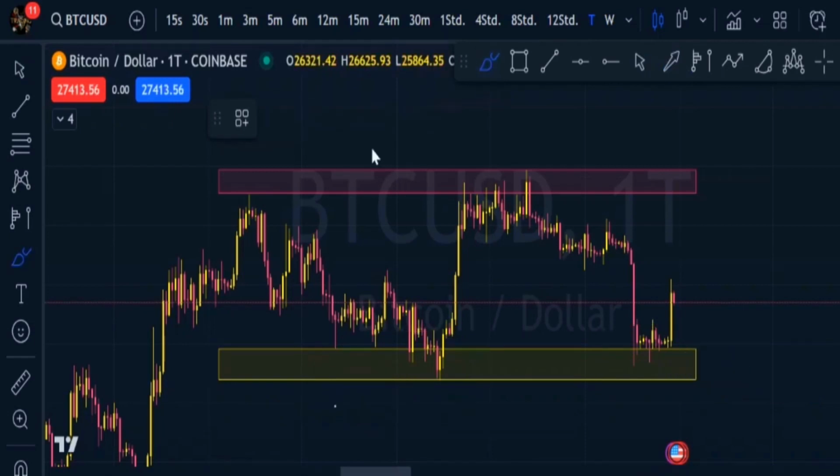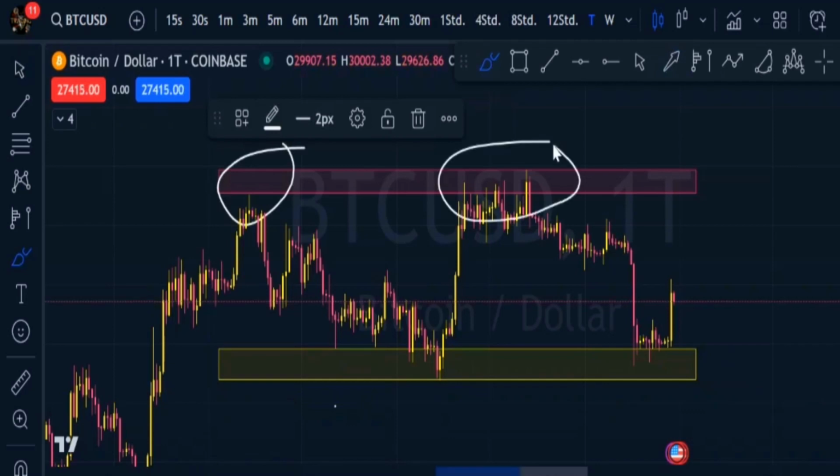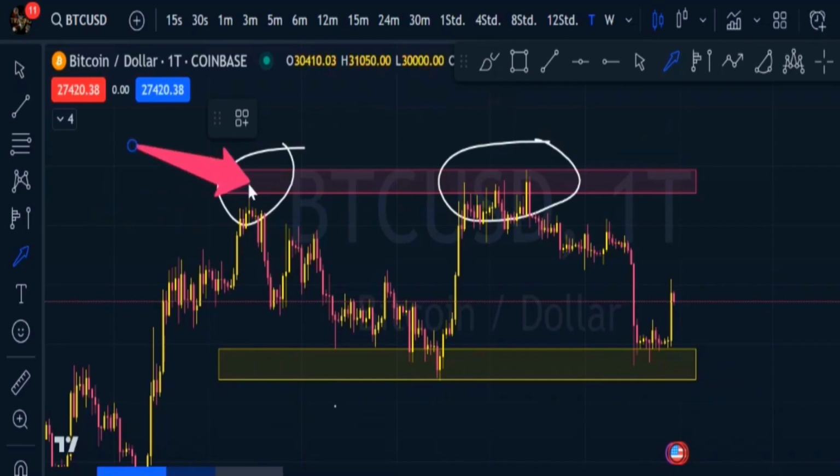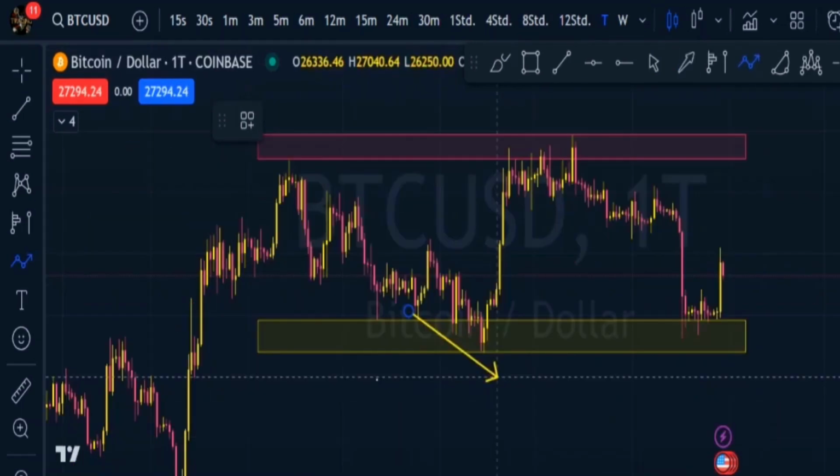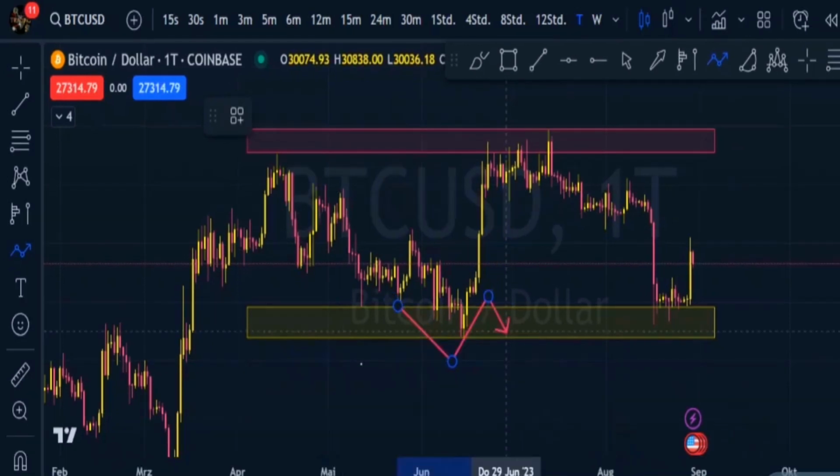A resistance level is the opposite of a support level. It is where the price tends to find resistance as it rises due to an increase in selling interest. Again, this means that the price is more likely to bounce off this level rather than break through it.